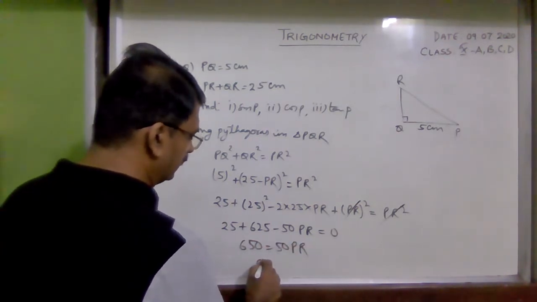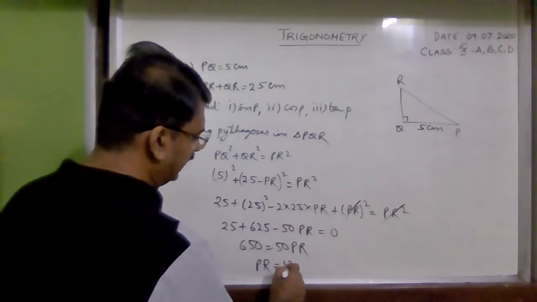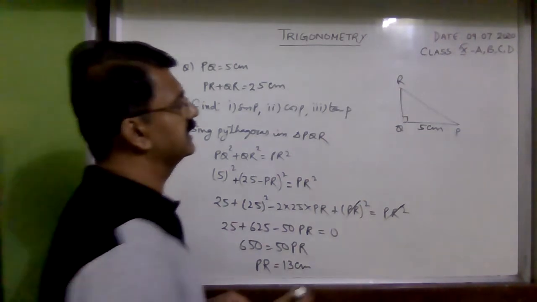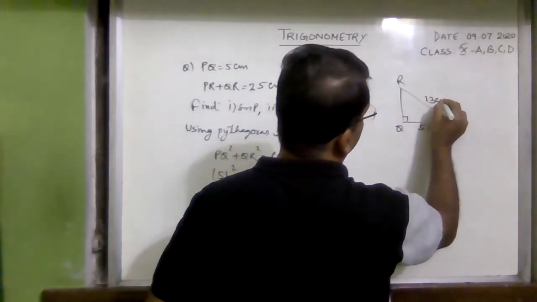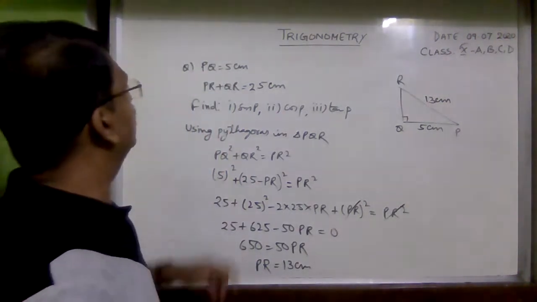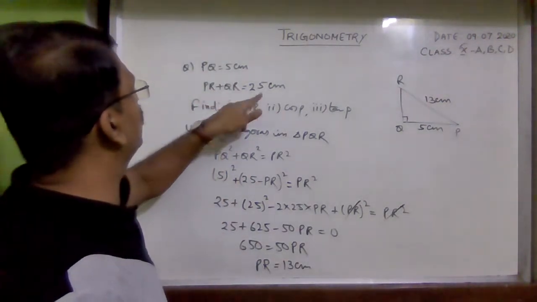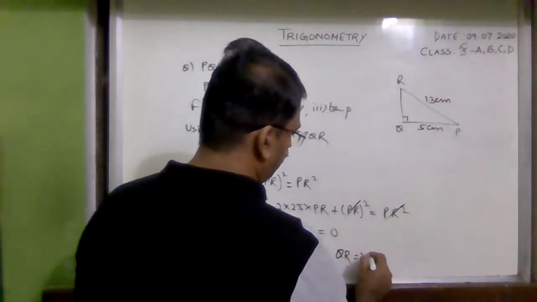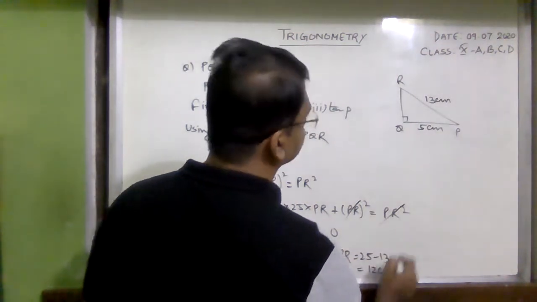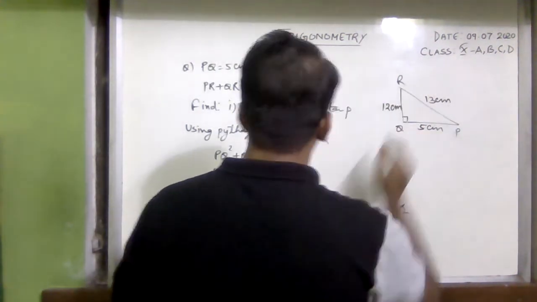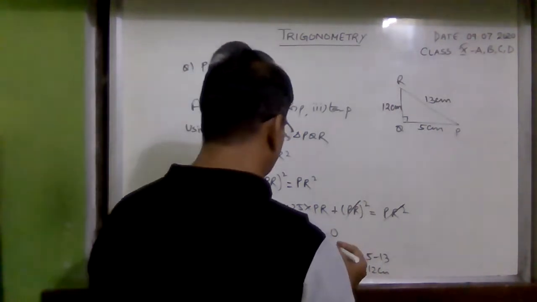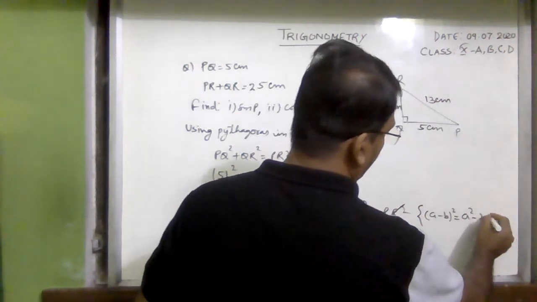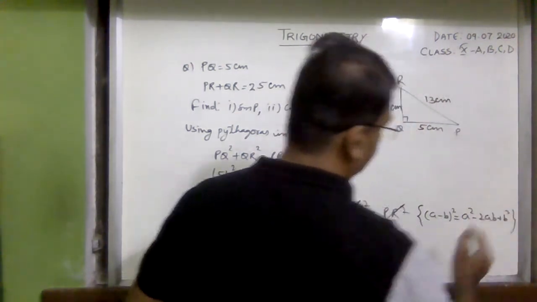that gives you PR is equal to 13 centimeter. 650 upon 50 will be 13. So PR is 13 centimeter. We have found PR as 13 centimeter. And now if you put PR is equal to 13 centimeter here, QR will be 25 minus 13, that is 12 centimeter. Okay. So the formula that we have applied here is A minus B whole square is equal to A square minus 2AB plus B square. That is the formula we have used here.